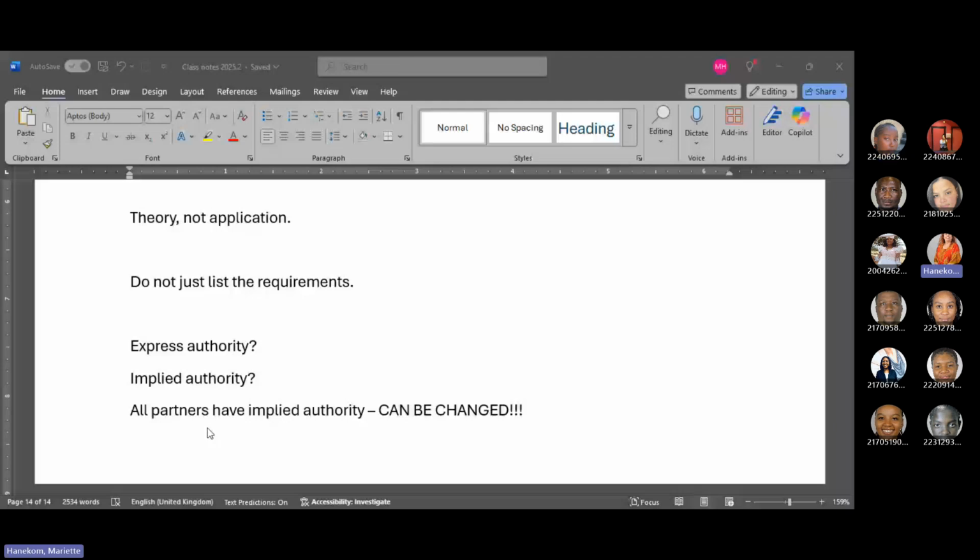Thank you, Evelina. No, she did not. So the moment you say she had implied authority, that's wrong. Because of the provisions of the partnership agreement for this particular contract, she did not have implied authority. In other words, the contract is unauthorized.